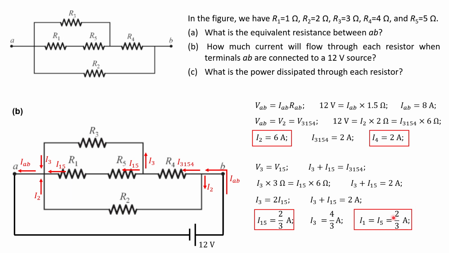Okay, so I sub 1 is 2 over 3 amps, I sub 2 is 6 amps, I sub 3 is 4 over 3 amps, and then I sub 4 is 2 amps, and I sub 5 is 2 over 3 amps. So we have all the currents. Now let's look at the last part of the question.